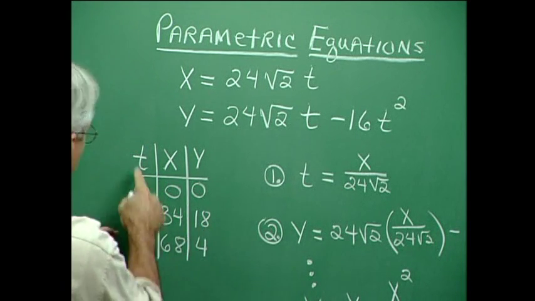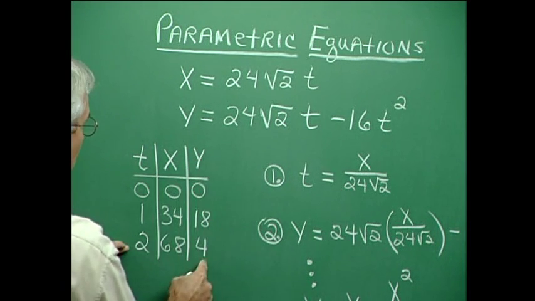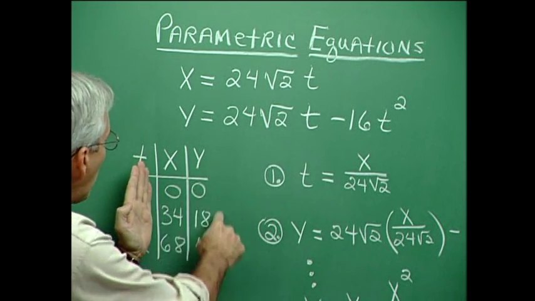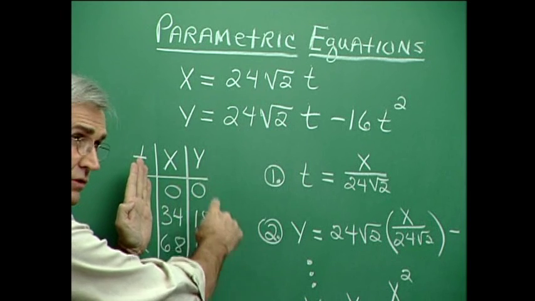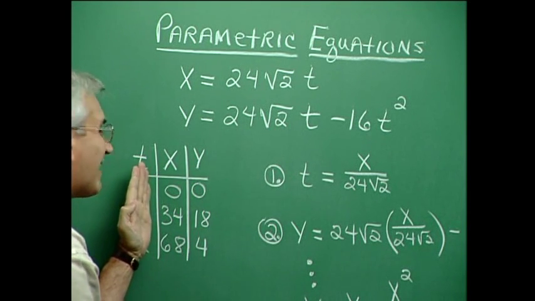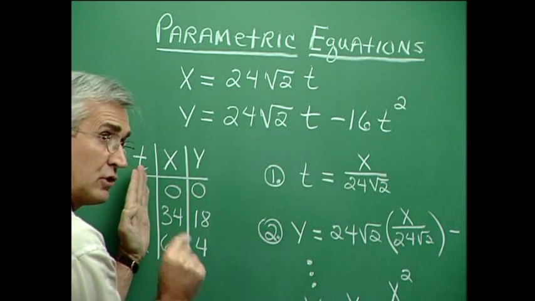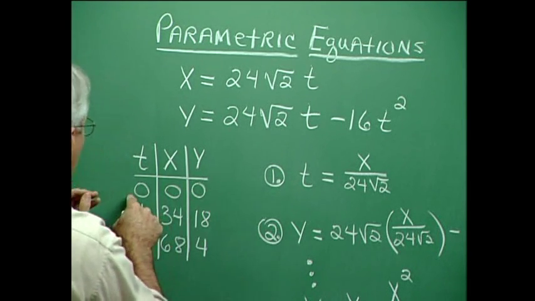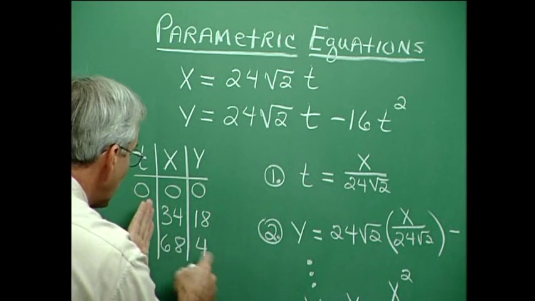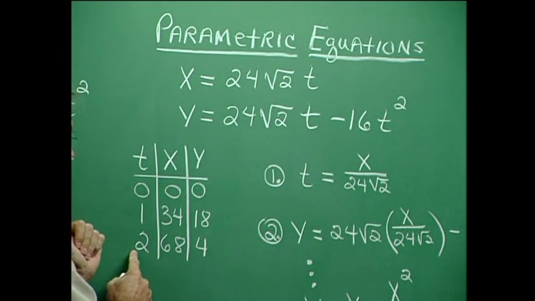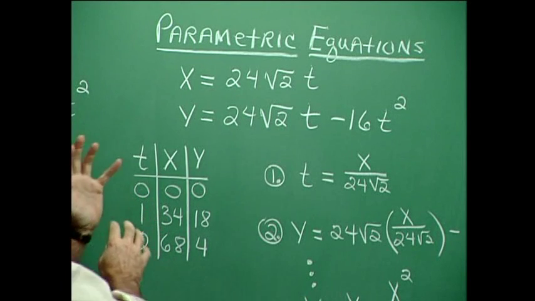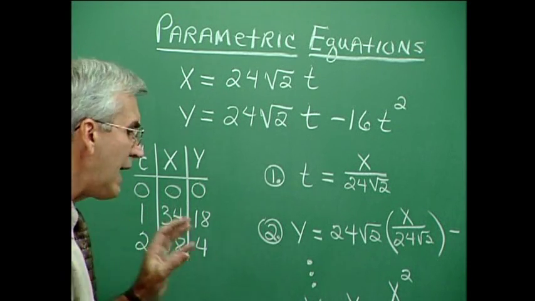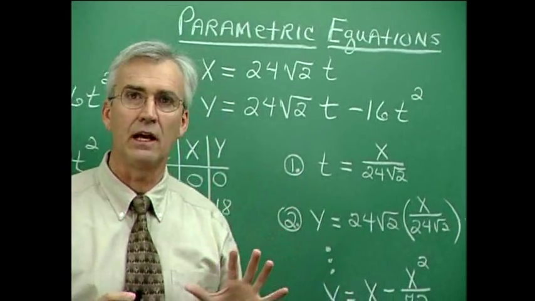You see, and then for a t of 2, x turns out to be 68 and y turns out to be 4. Now, we could actually plot the coordinates for the x's and y's on a coordinate plane, and we could attach to that graph information about time. We could say at this point t equals 0, at this point t equals 1, at this point t equals 2.